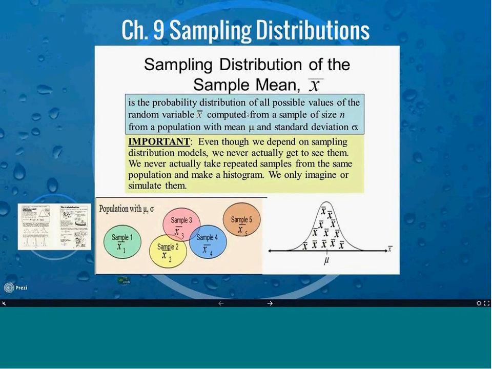When we talk about normal distribution, we have the sampling distribution of the sample mean. What does it mean? It's simply the probability distribution of all possible values of the random variable x bar that you compute for a sample of size n from a population with mean mu and standard deviation sigma.